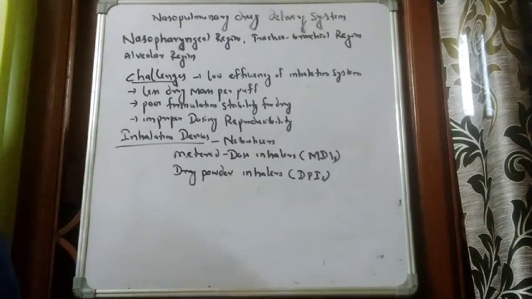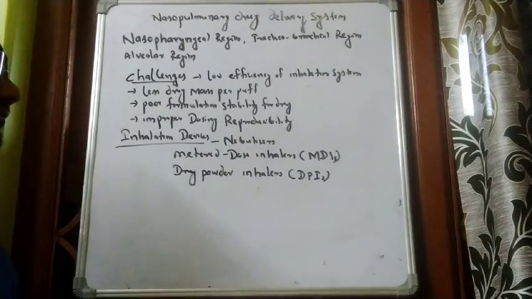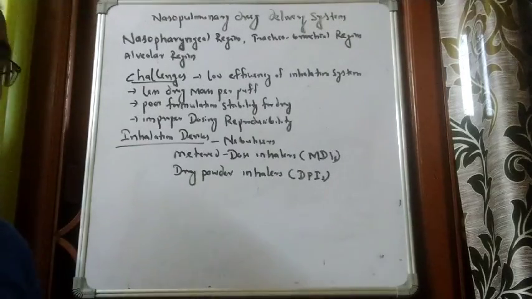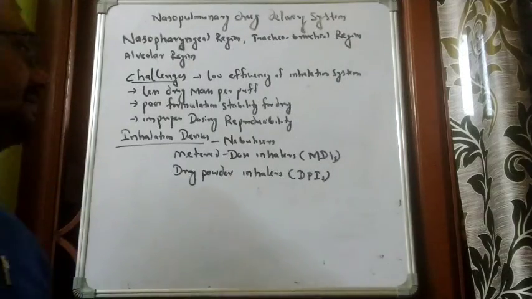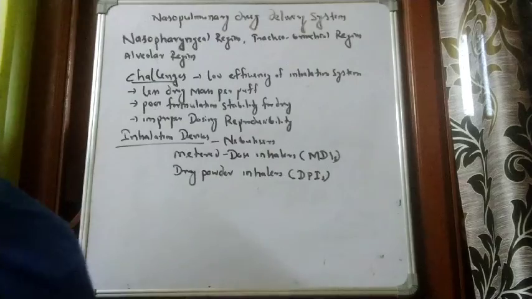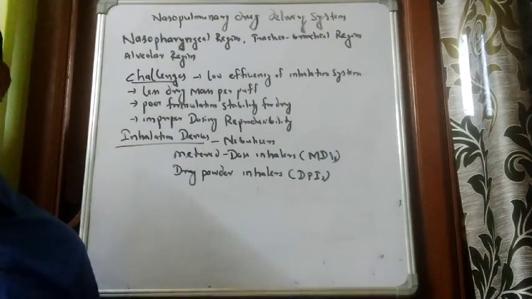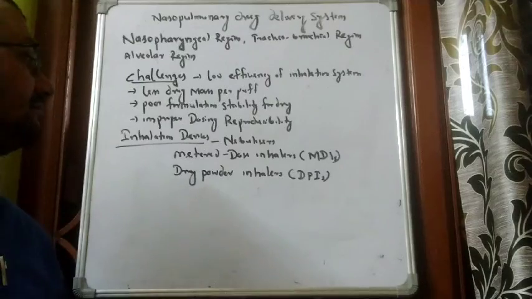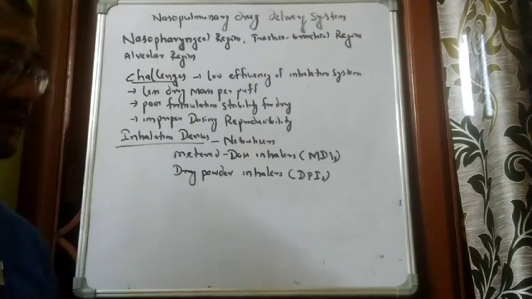Generally, nebulizers deliver a relatively large volume of drug solution and suspension. We particularly choose nebulizers where we cannot make metered dose inhalers or dry powder inhalers. This is known as an alternative system, but pharmaceutically we always prefer MDIs and DPIs. But in some cases when the dose is high and we cannot make a metered dose inhaler, we prefer nebulizers.